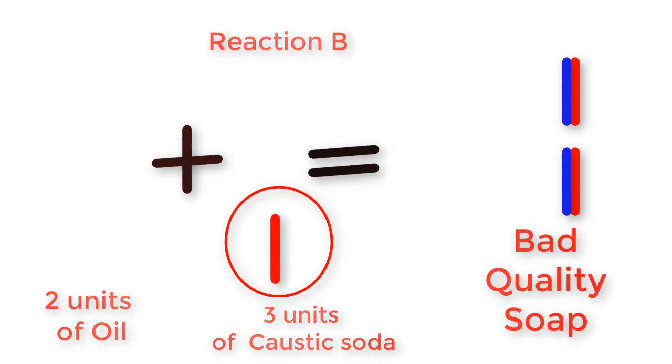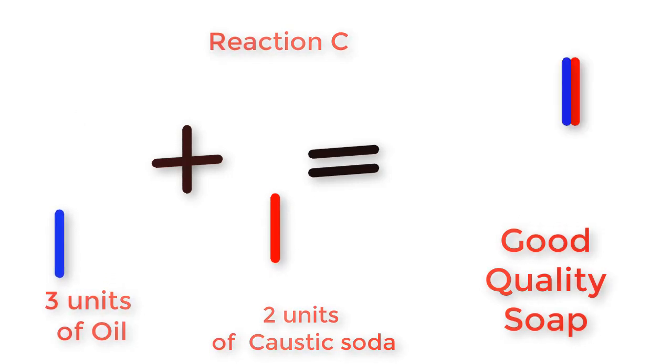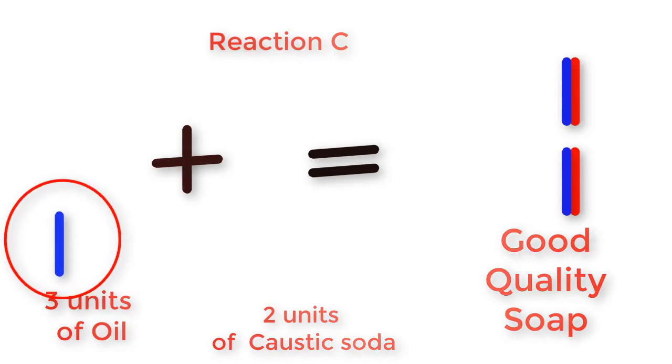Now, take for example, that will take us to case C or reaction C. Take for example, we have 3 units of oil reacting with 2 units of caustic soda. Now, let's see how the combination takes place. 1 unit of oil combined with 1 unit of caustic soda to form 1 unit of soap. Another unit of oil combined with another unit of caustic soda to form 1 unit of soap. At the end of the day, you will notice that 1 unit of oil is left behind.